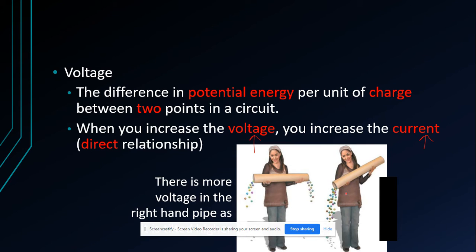So if you take a look at this picture of this woman, she's holding two tubes. On the one on the left, her tube is level, and so the same amount of marbles is passing out of both ends of the tube. But when you increase the voltage, look how she tips the tube. Notice how many marbles come out now. There's way more voltage in the second picture.